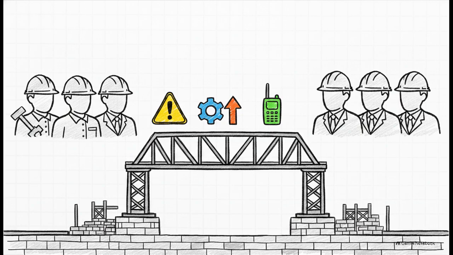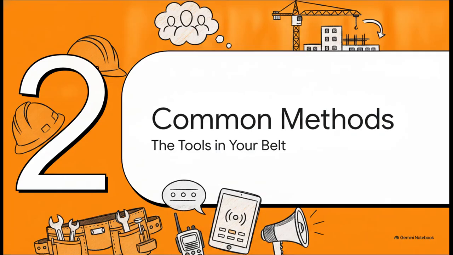Basically, communication is the process of conveying or transferring information from one person or group to another, using media like signs, symbols, and technology. It's the glue holding your entire project together, and if that glue fails, well, the whole structure fails with it. Moving right along to part 2. Common on-site communication methods. These are the tools in your belt.